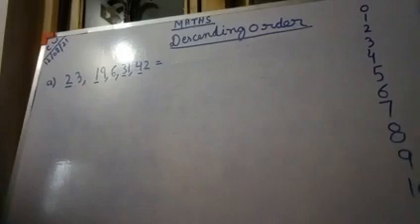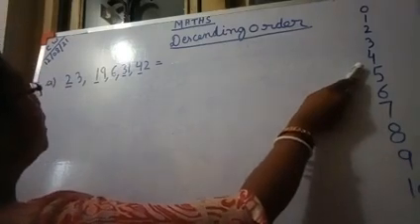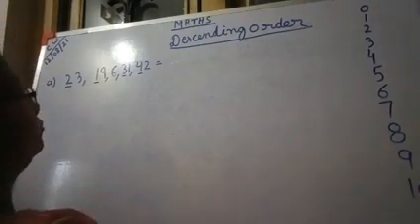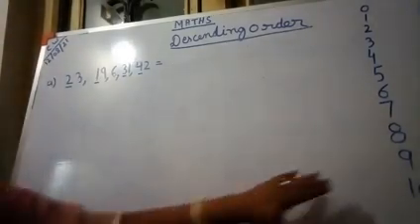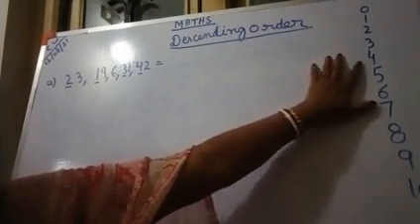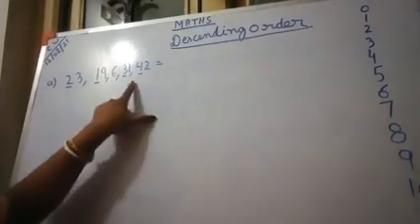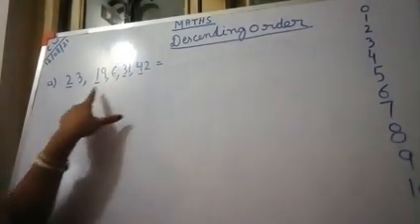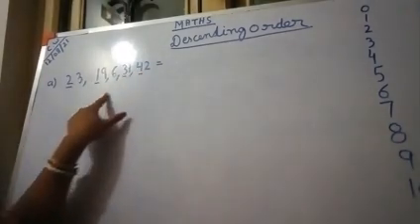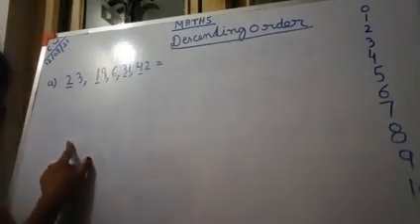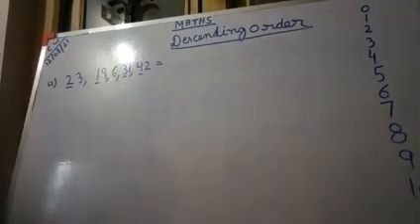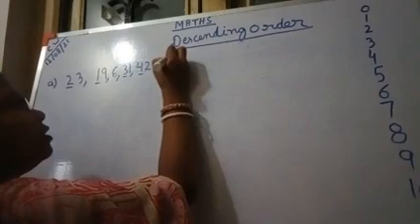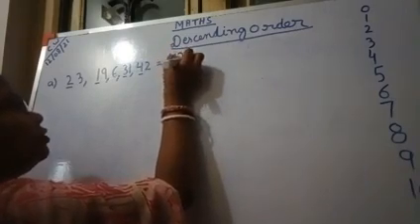If we count the numbers from the back side, 4 will come first. So that means 42 is the biggest number among them. And descending order means bigger number to smaller number, so 42 is the bigger one. So we will write 42 as the first number.